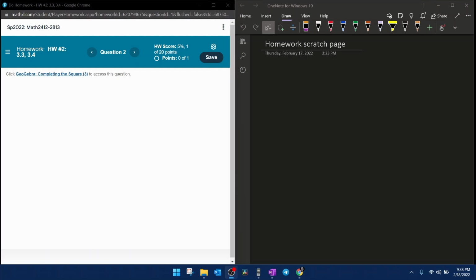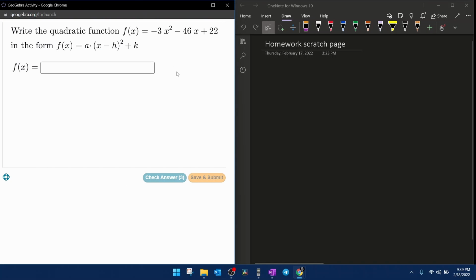All right, here we go. Question number two from our precalculus homework number two in MyLab Math. Again, we're going to have to click the GeoGebra link to open the GeoGebra problem. And that's going to open up a new window where we can see that they want us to write the quadratic function given by f of x equals negative 3x squared minus 46x plus 22 in vertex form.